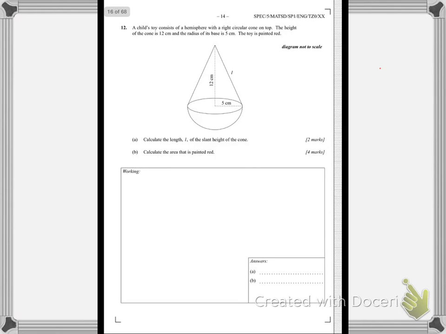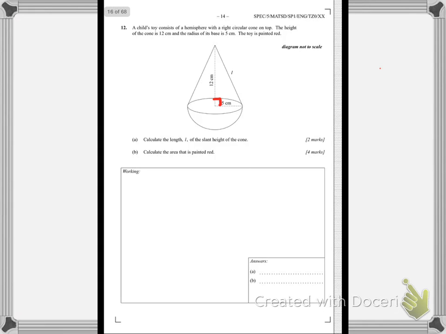All right, they did have a question like this last year on the test, so let's make sure we can do this. Calculate the height. Hopefully you recognize that we have a right triangle. Whenever you see a right triangle, say, Yahoo, I got a right triangle.